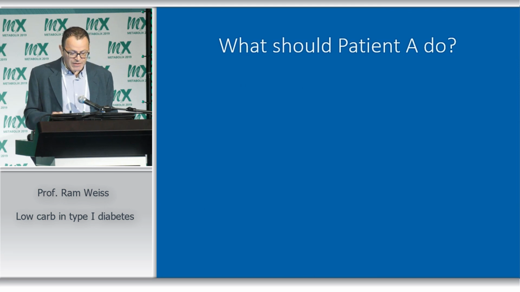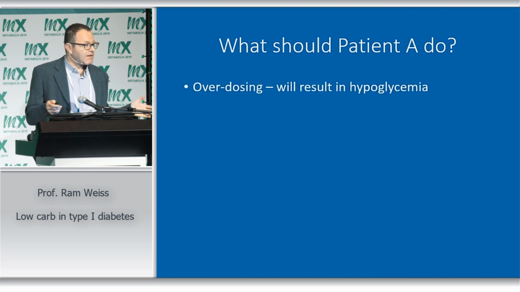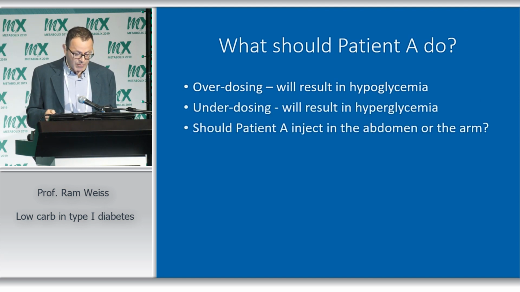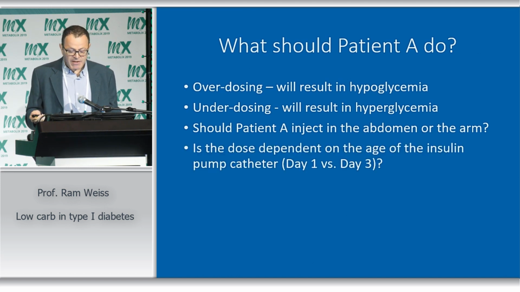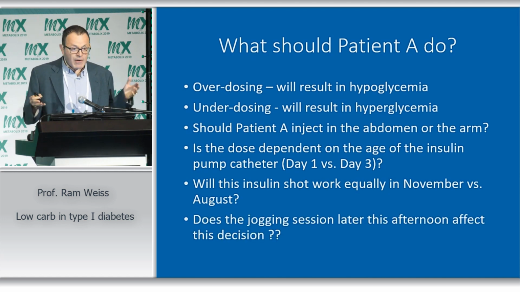So what's the conclusion of this? What should patient A do now? Overdosing will result in hypoglycemia. Underdosing will result in hyperglycemia. So should it be the abdomen, the arm? Is the dose dependent on the day of the insulin pump catheter, day 1 versus day 3? Will the insulin shot work the same in November and in August when it's really hot outside? Does the jogging session that's going to be later this afternoon affect the decision?